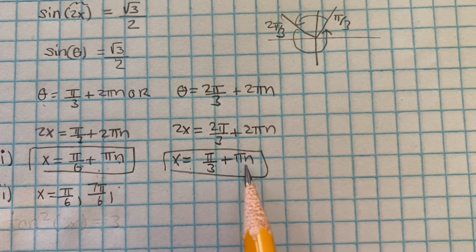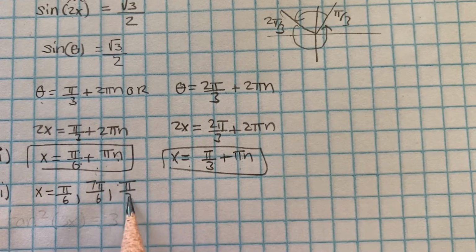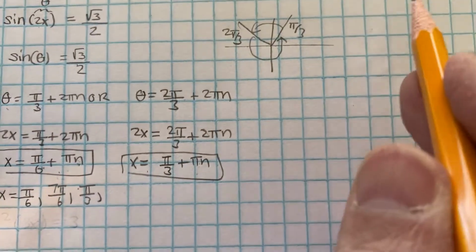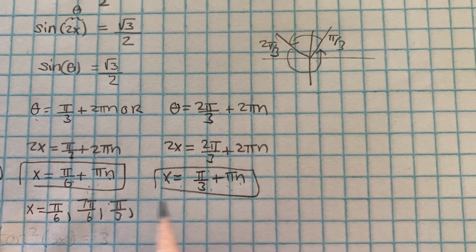And then do the exact same thing. Start plugging in with n is equal to 0. 0 plus pi over 3 is just pi over 3. Again, we're still in that interval from 0 to 2 pi. Plug in n is equal to 1. 3 pi over 3 plus pi over 3 is 4 pi over 3.